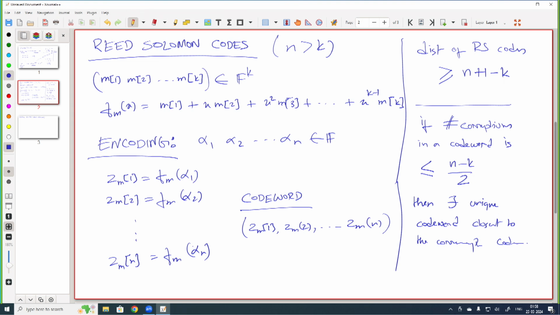Okay. So, here I think I skipped over one other thing. This was the message, that was the code word. Now, the issue was that when I received something which is not a code word, I do not know which positions of this received message were corrupted. Any of the places could be corrupted, I do not know which. But suppose that I knew which, then what could be done?